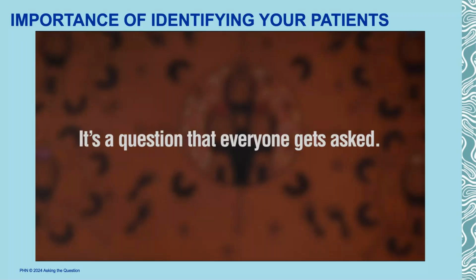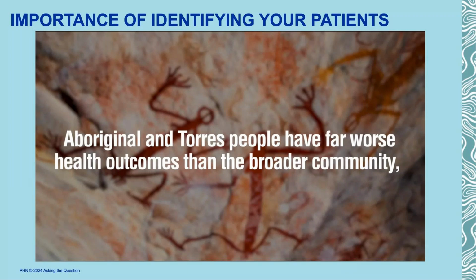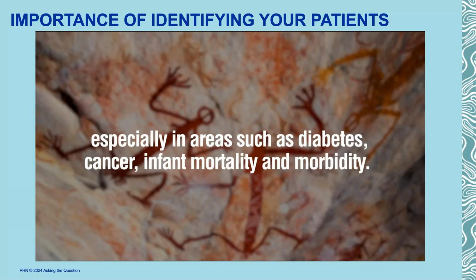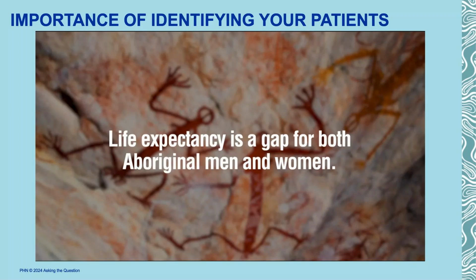Good morning, how can I help you? Hey, I'd like to see a doctor. Aboriginal and Torres Strait Islander people have far worse health outcomes than the broader community, especially in areas such as diabetes, cancer, infant mortality and morbidity. Life expectancy is a gap for both Aboriginal men and women. Have you been here before? Could you please fill out this form?